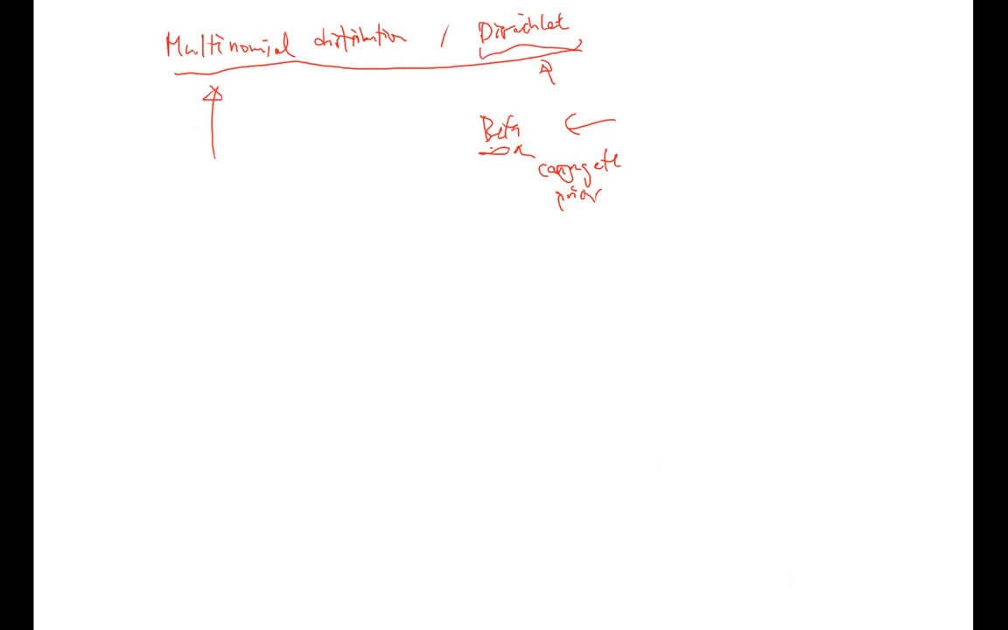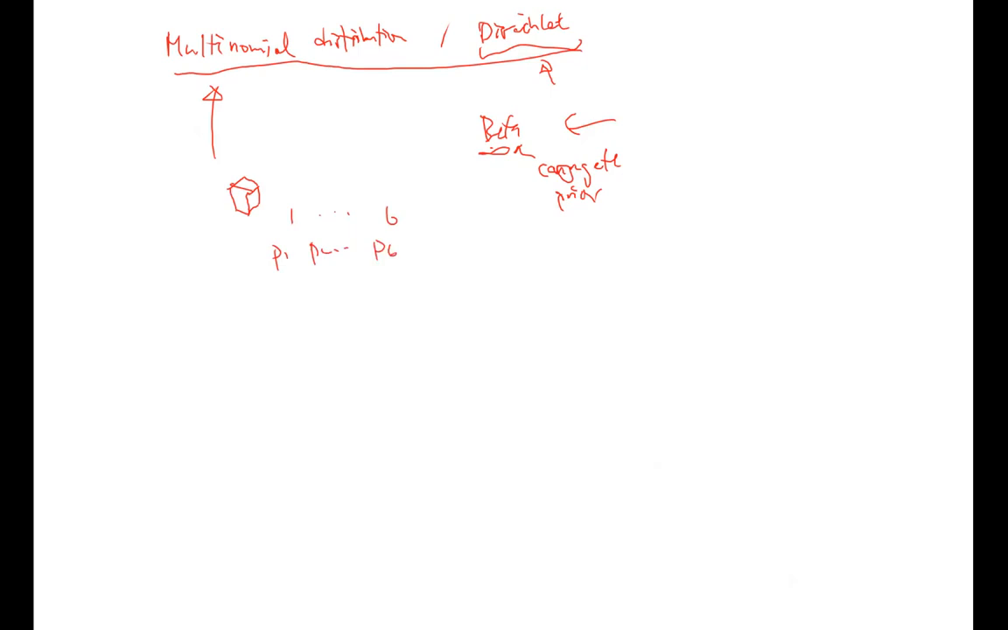So for the multi-normal distribution, let's say I have n outcomes. Let me think of tossing a dice. I throw a dice and I have 6 outcomes, 1 to 6. Now I can talk about the probabilities of each of these outcomes. So I can have P1, P2, P3, up to P6.